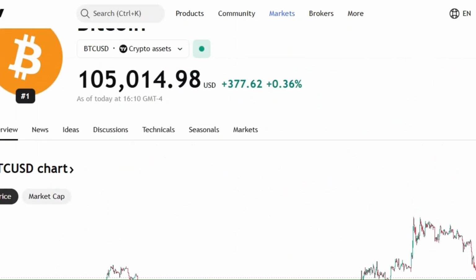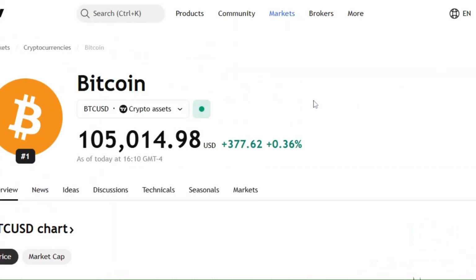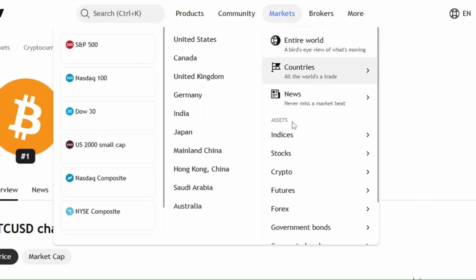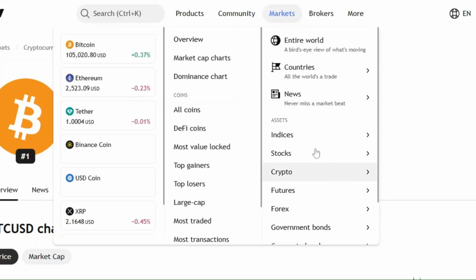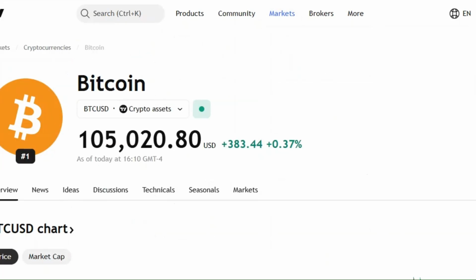So this is the best trading analysis tool that we can use for the stock market, crypto market, futures trading, forex, and many others, guys.